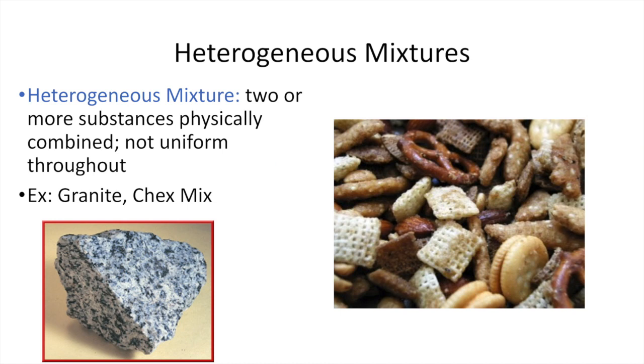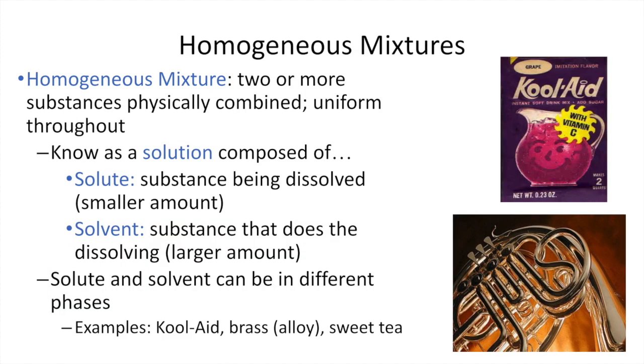Okay, so here are some examples of a heterogeneous mixture. You can see this piece of granite. You can see all the different stuff that it's made up of, and you can actually see them. So it's a heterogeneous mixture. And then we have Chex Mix, where you can see all the different things. Again, two or more things that are combined, and they're not uniform. It's not going to be the same throughout.